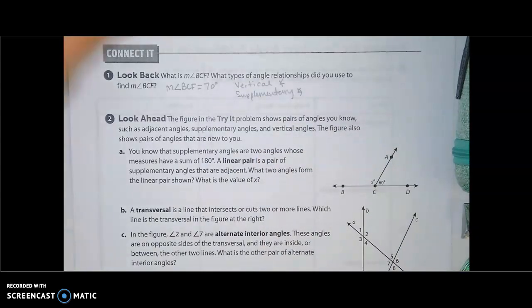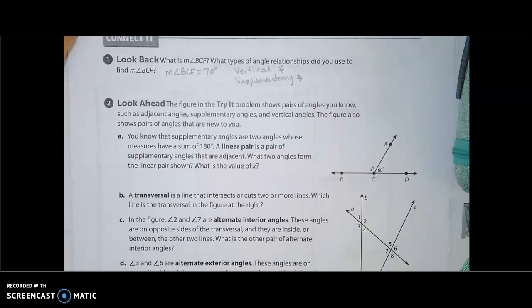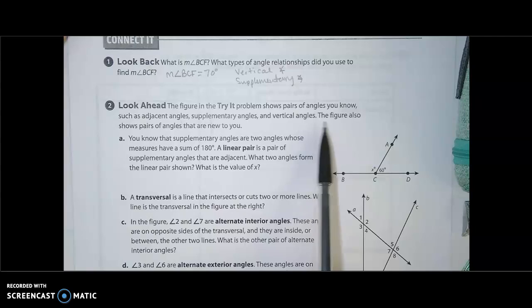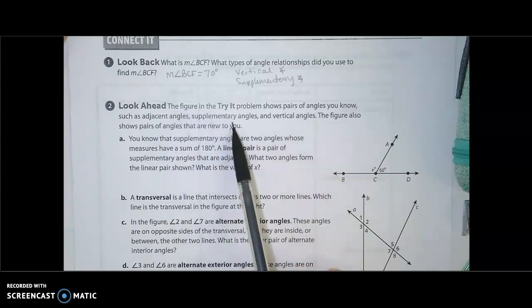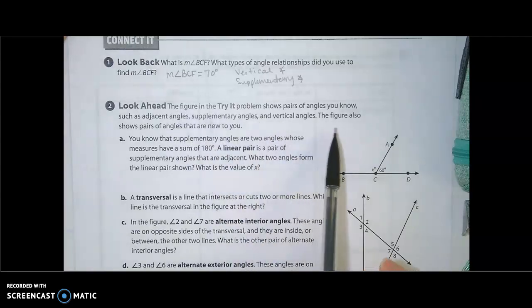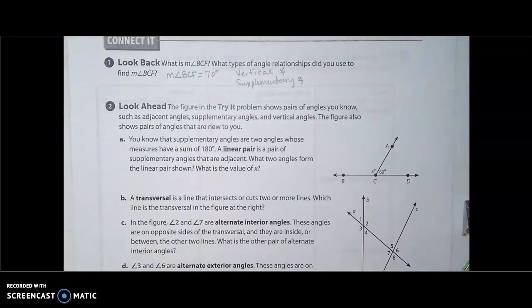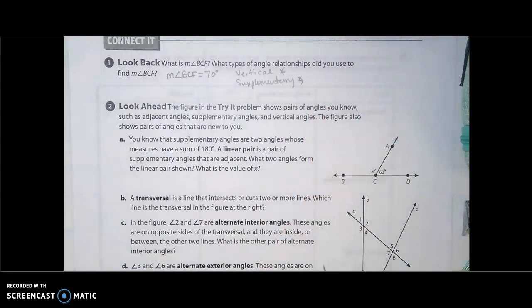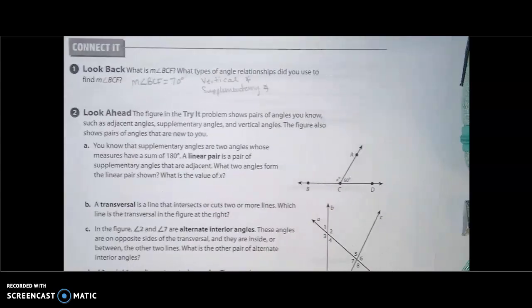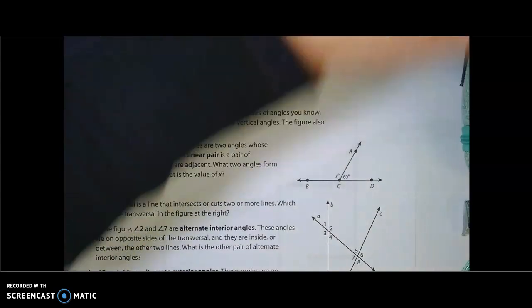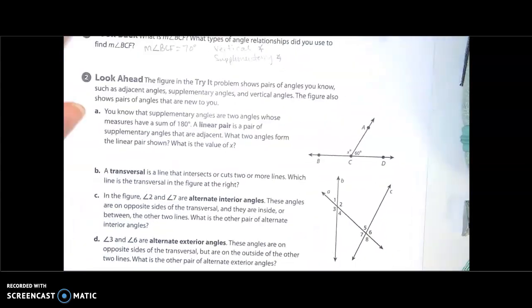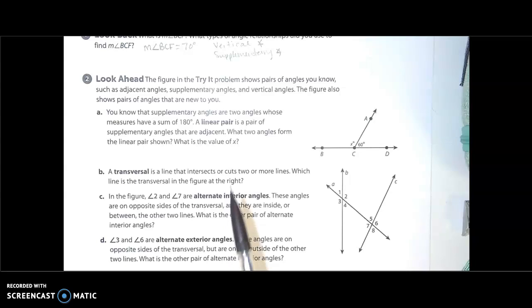Okay, so now looking ahead, the figure in the triad problem shows pairs of angles, such as adjacent angles, supplementary angles, and vertical angles. The figure also shows pairs of angles that are going to be new to us. And so we're going to talk about those angles. So we've got some new vocab coming our way. Sorry, I've got things in my way. All right, new vocab coming our way.